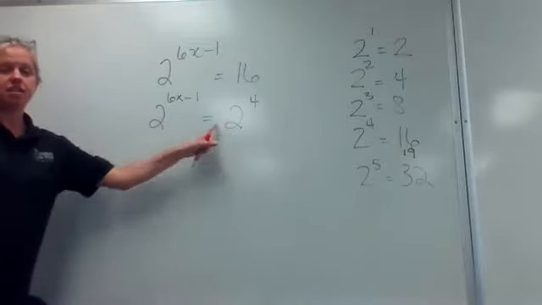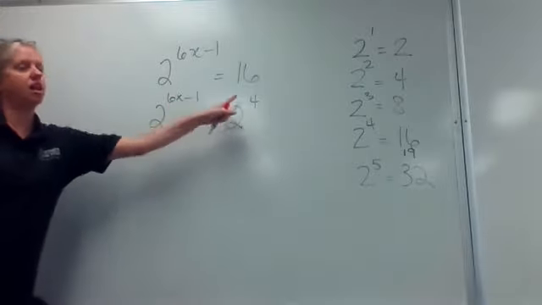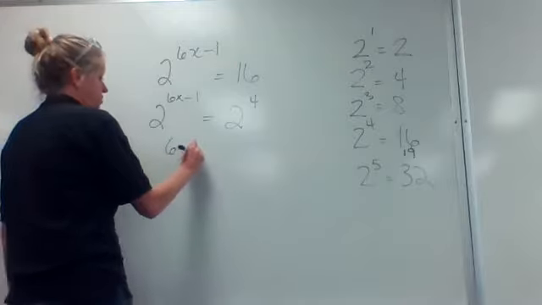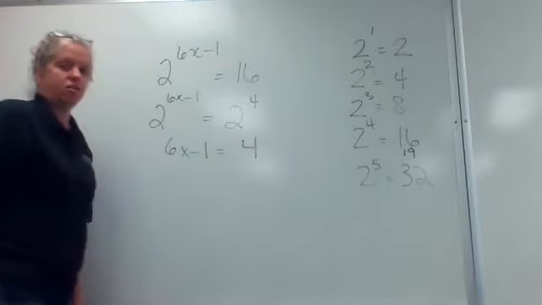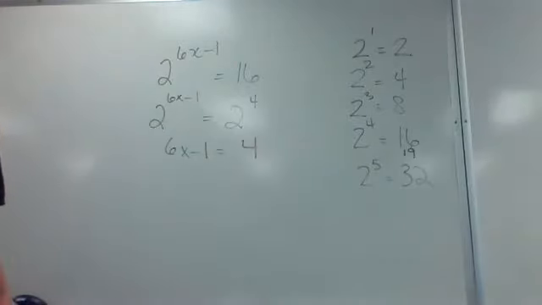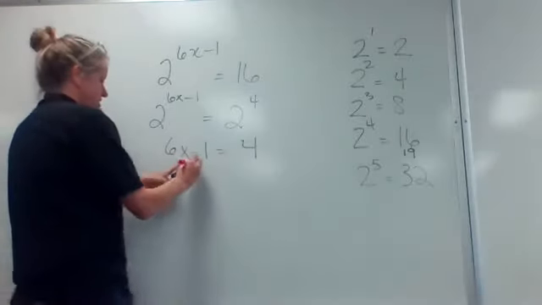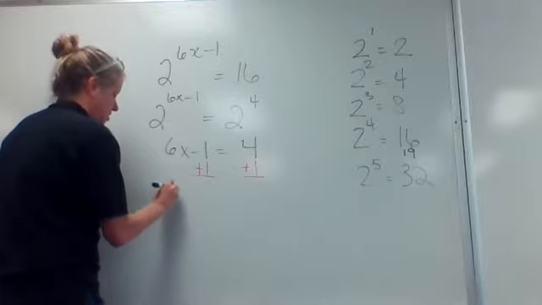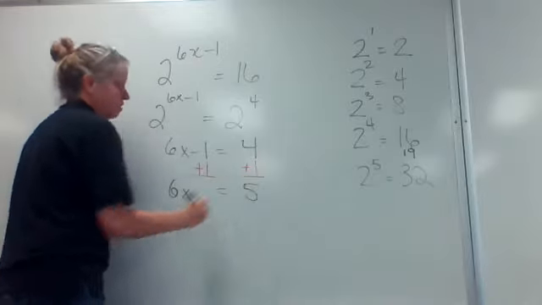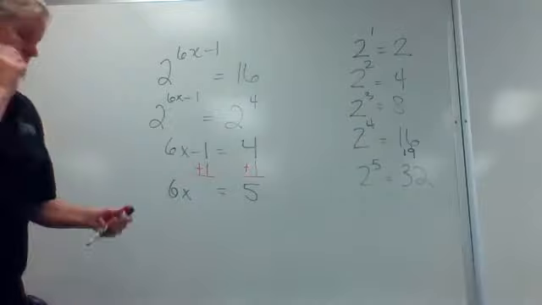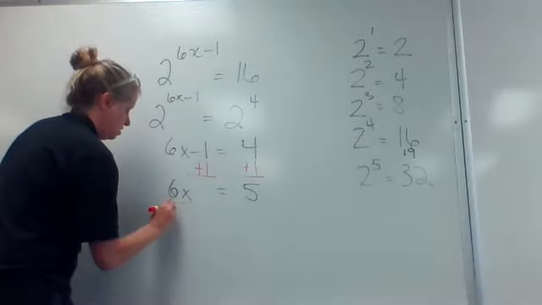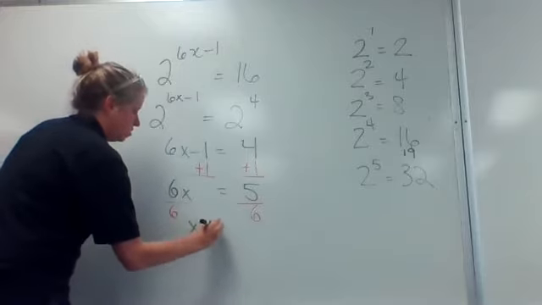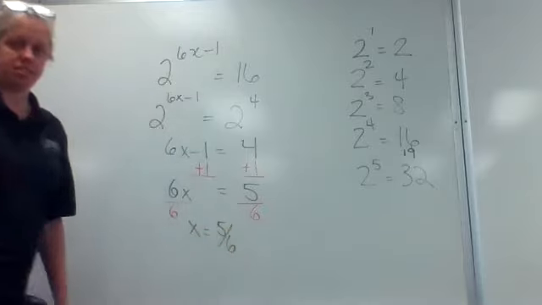So since I can make my bases the same, then all I have to do is set up an equation with my exponents. So 6x minus 1 equals 4, and then solve it for the x. So add the 1 to both sides. So 6x equals 5, and divide by 6. So x equals 5/6.